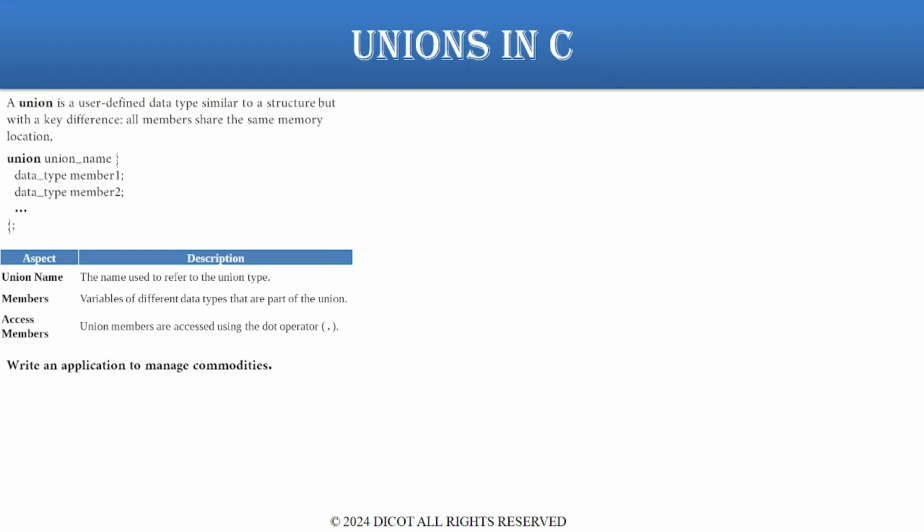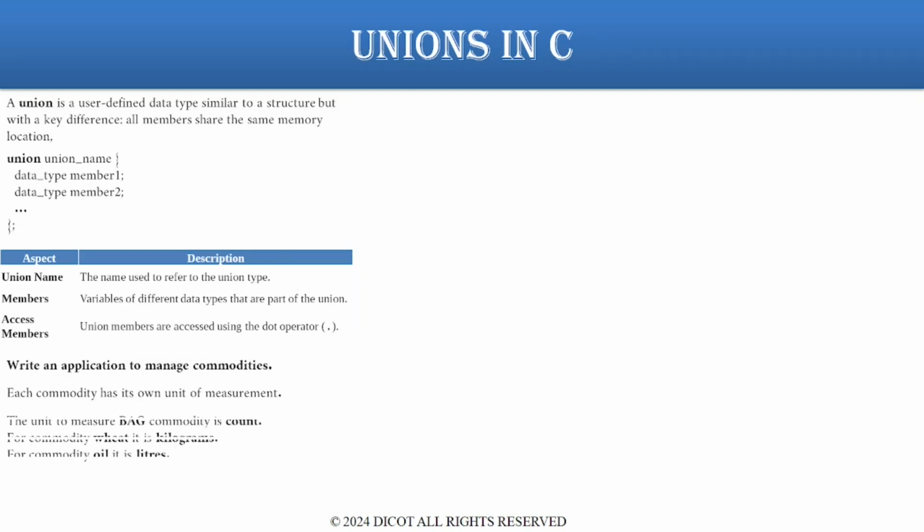For example, the unit to measure bag commodity is count. This is of data type integer. For commodity wheat, it is kilograms. This is of data type float. For commodity oil, it is liters. This is of data type float.